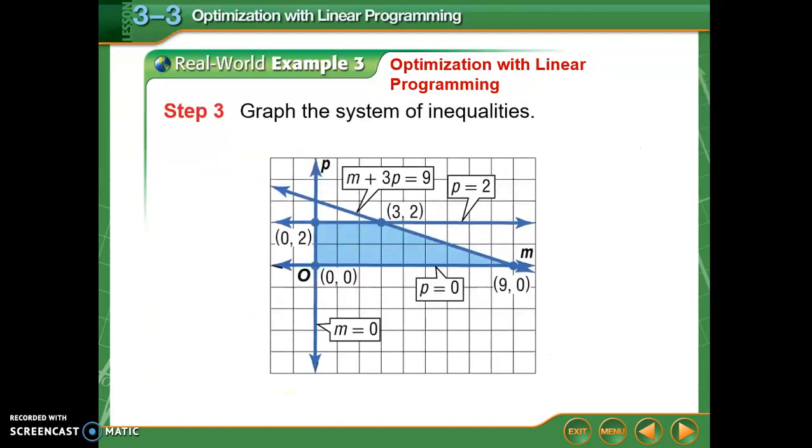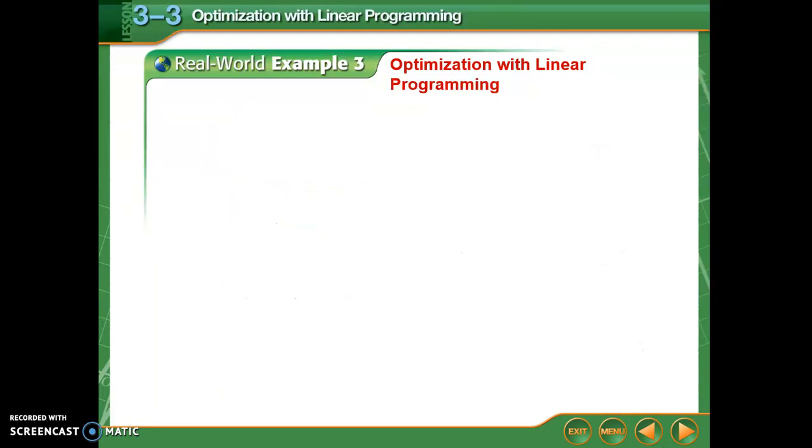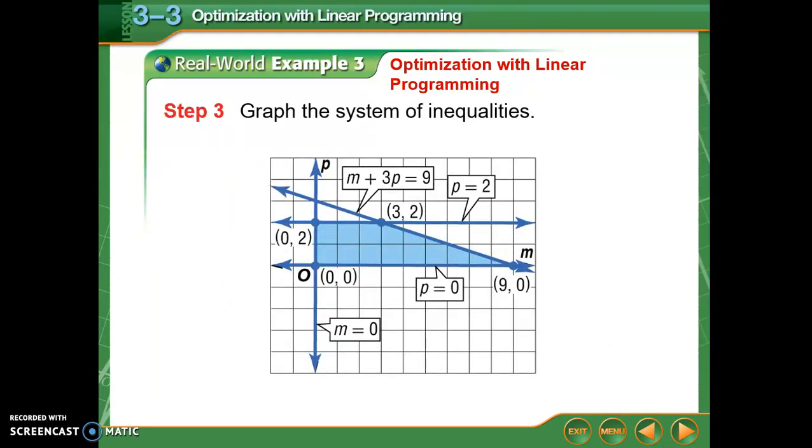Okay, so that is our system of inequalities. We actually have 4 inequalities here. We have these 2 inequalities. We have m plus 3p is less than or equal to 9, and p is less than or equal to 2. So hopefully you're writing those down in your notes so that you'll have them to look at when we look at the next slide.